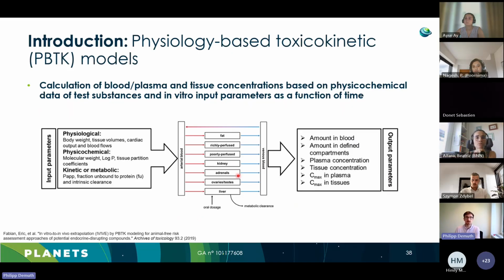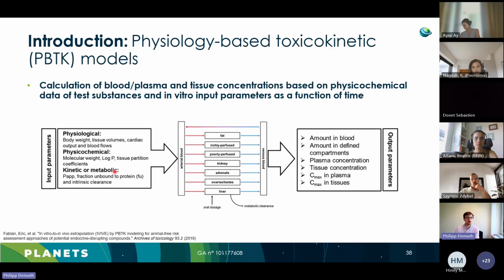And also here it depends on the complexity of the model, how many compartments are incorporated. I can have a very simple one compartment model where I just assume that the organism is one huge compartment, but I can also have very complex models like this 9-compartment model, or there are up to 15 or 20 compartment models, depending on the toxicological question you want to address. So for example, if you want to model the exposure in a certain organ.